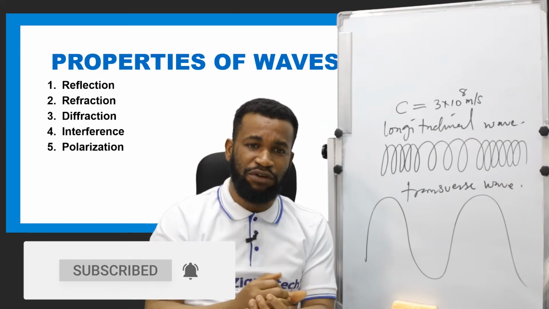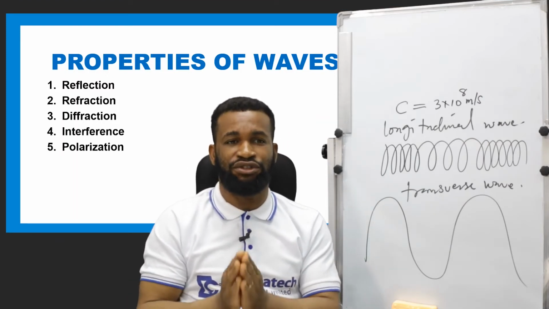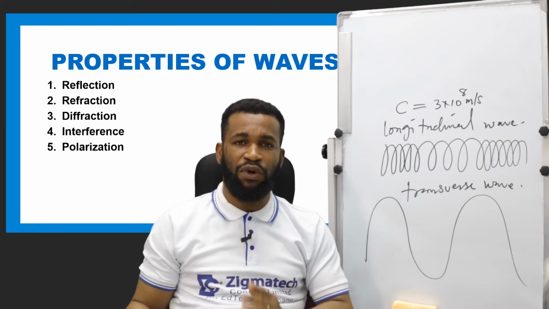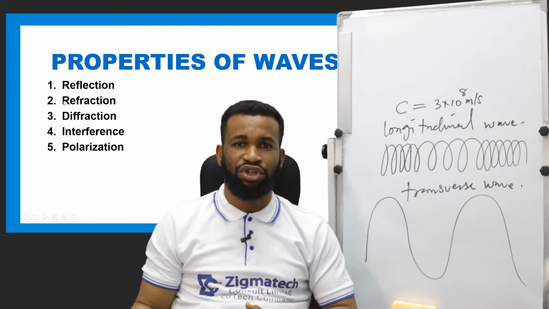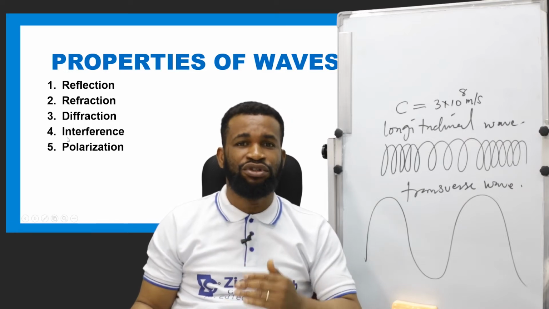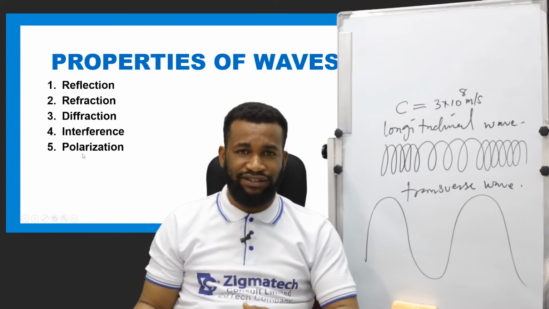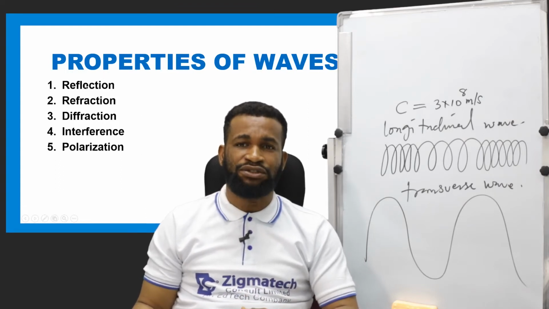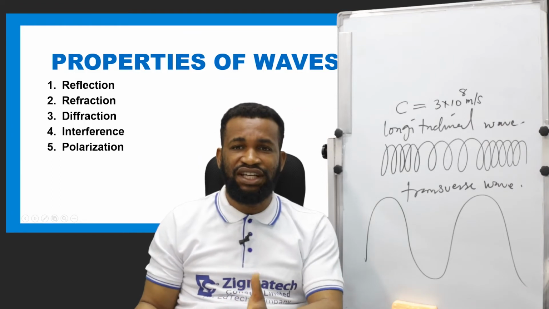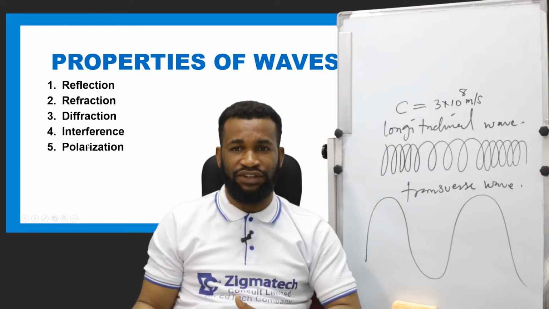Whenever you talk about wave, the words that should come to your mind, that are associated with wave, are: number 1, reflection; number 2, refraction; number 3, diffraction; number 4, interference; and number 5, polarization. Each time you talk about wave, these terms can be used to define wave because wave do all this.